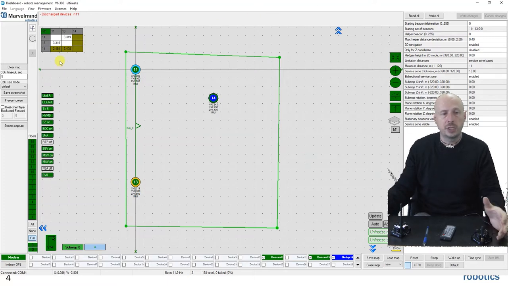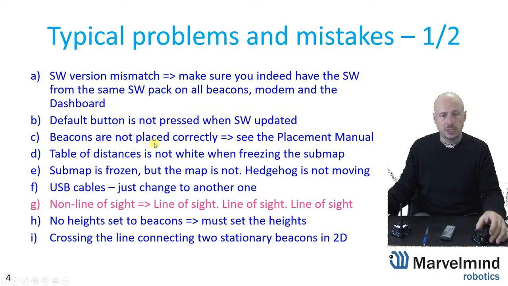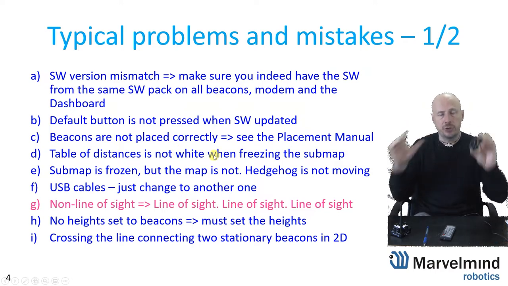Don't freeze the map when it's not the correct distances. When the distances are mismatched, for sure there will be a mistake, so don't do this mistake. It's a basic one, like all other basic mistakes, but still. So the table of distances must be white when you freeze it.